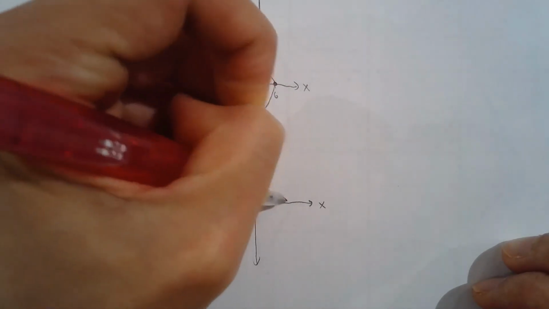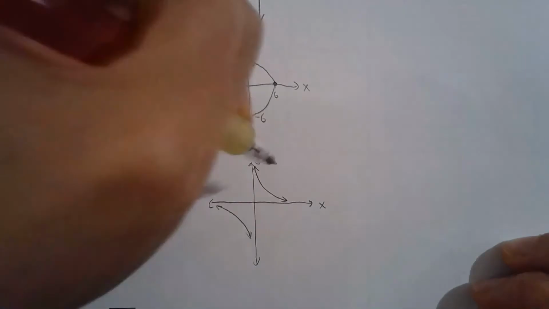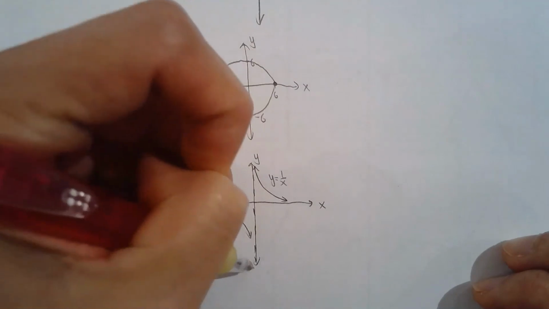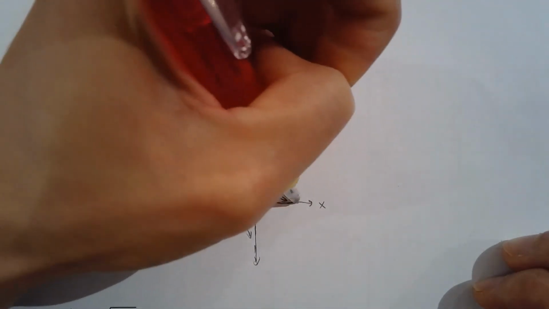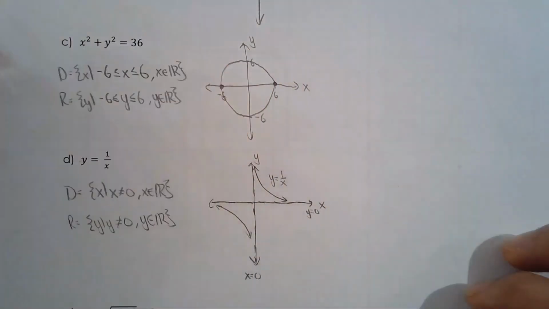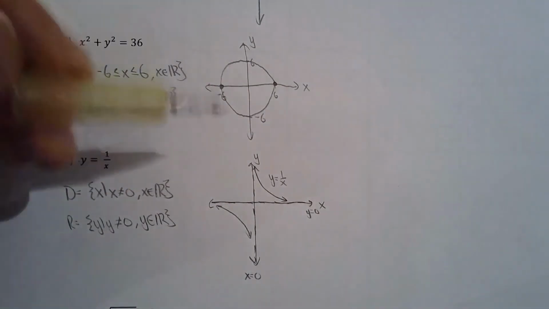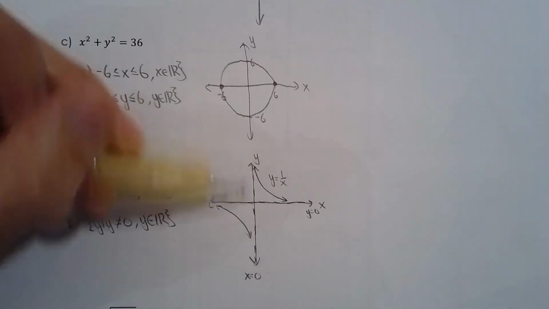So this graph, y equals 1 over x, actually has what's called a horizontal asymptote and a vertical asymptote, which we'll talk about later on when we study this graph more in depth. But yeah, that's basically the graph of 1 over x. And hopefully, now that you see the graph of y equals 1 over x, you'll agree that x can't be 0 and y can't be 0.